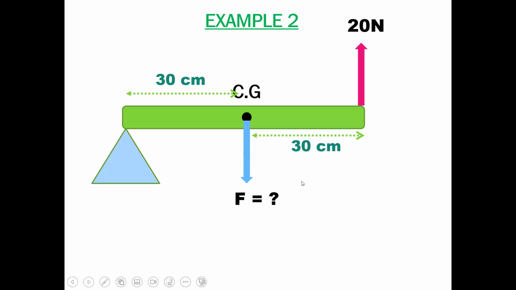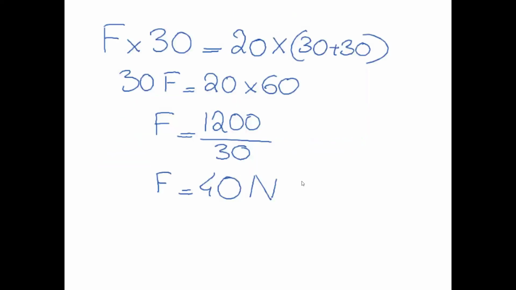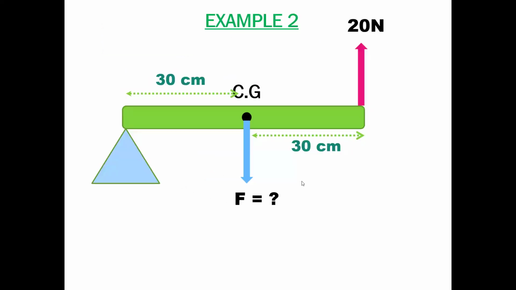We are doing example number 2 now. Remember that distance is always taken from the pivot. Distance is always taken from the pivot. So F into 30 is equal to 20 into 30 plus 30. So please solve it and compare the answer.